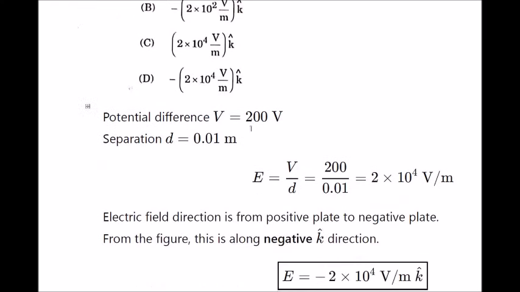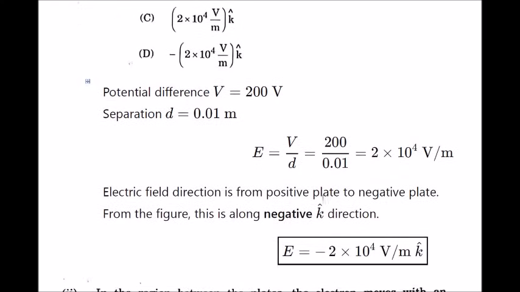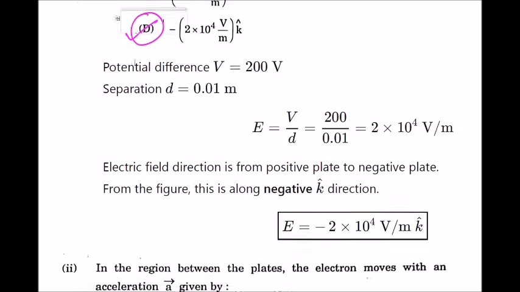The potential difference V is 200. We have explanations here. The correct answer is E equals minus 2 into 10 to the power 4 V/m. That is option D. Option D is the correct answer.